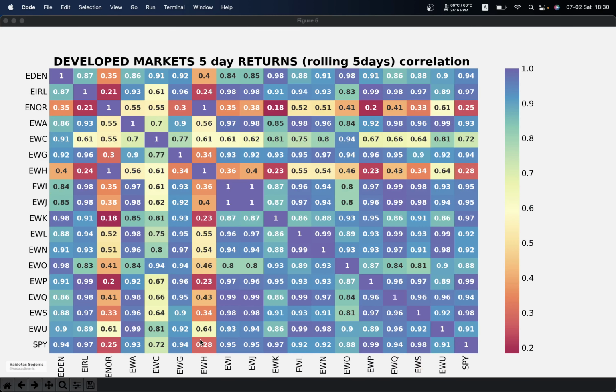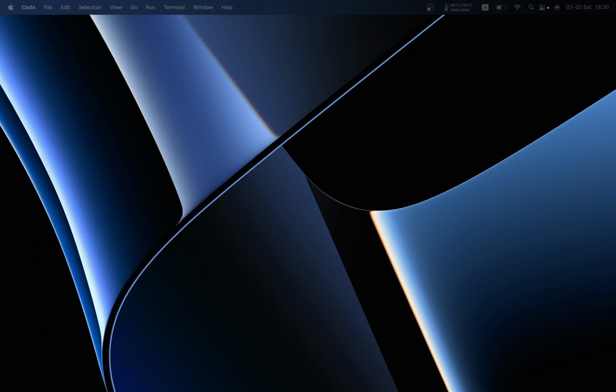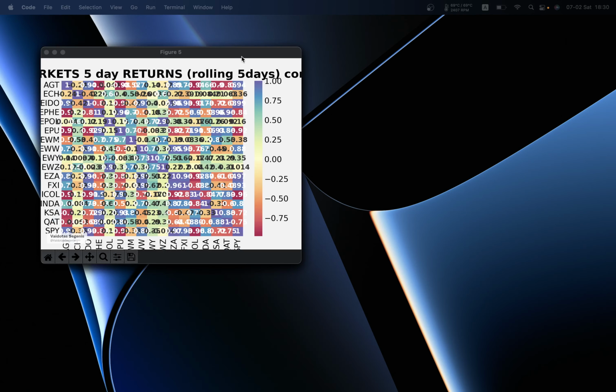EWH 0.28, EWO quite high. Okay. And the last one I will show you from the correlation side is emerging markets. But with emerging markets I have no positions, so I will just try to find something interesting to show you, but I expect that we'll go through emerging markets very, very quickly.